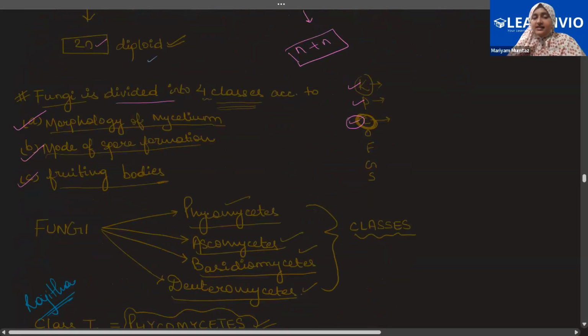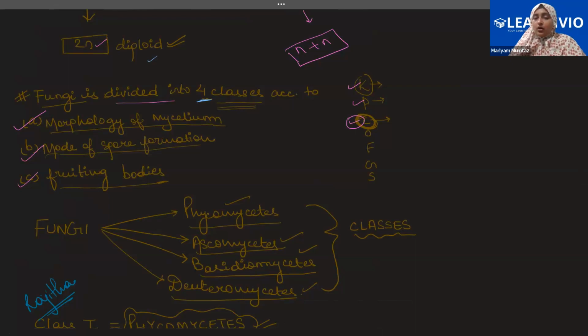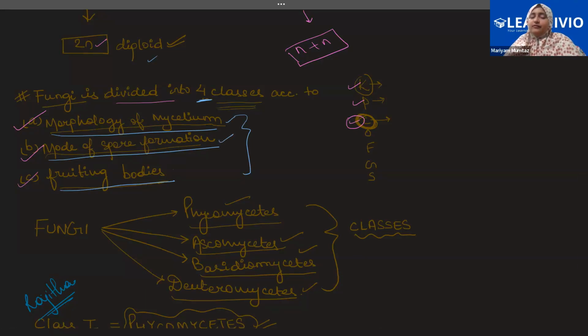Now, the fungi are divided into 4 classes according to the morphology of mycelium, the mode of spore formation, and the fruiting bodies. You remember when we were talking about the different types of classification, we based it upon some characters like locomotion, reproduction, morphology, anatomy, right? We took some characters and then we classified it. Same way, when we classify the fungi, we'll also take some characters. And these are the 3 main characters: morphology of mycelium, mode of spore formation, and the fruiting bodies. Any doubts up until now?